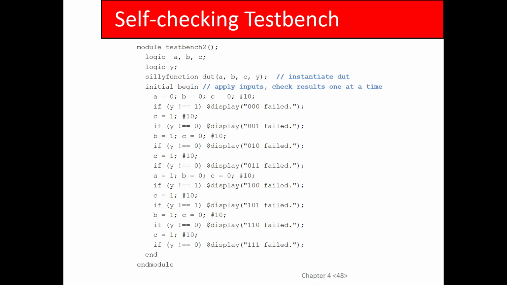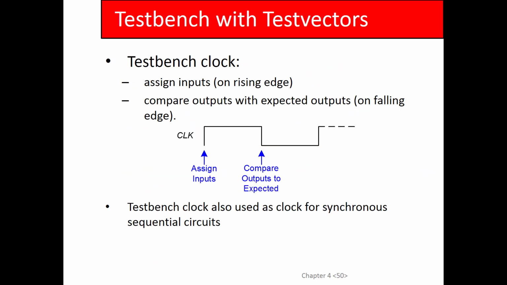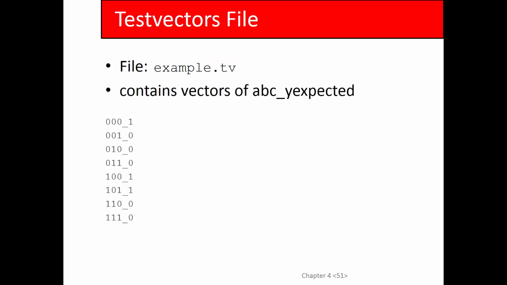So the book authors have proposed this approach where you have a clock and the inputs are assigned on the rising edge of the clock, and then the outputs are evaluated on the falling edge of the clock. That is, I think, a nice way to do it, at least for a combinational design under test. In this case, you can write a test vector file that has the inputs and the output. You can write your test vectors in binary or hex. Depending on which one you choose, you use a different function to read the data in.